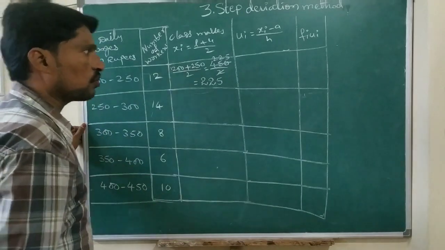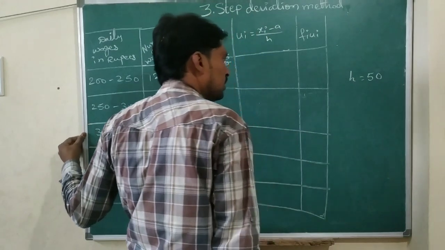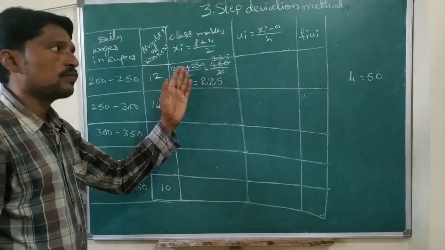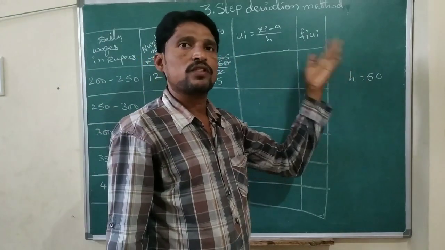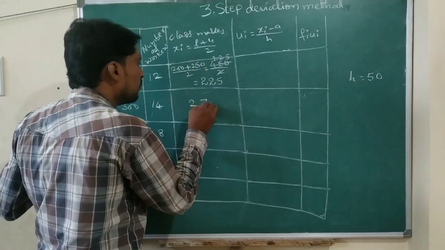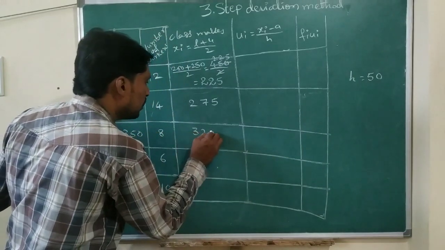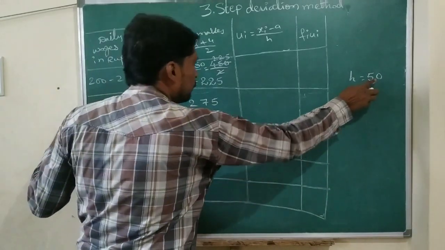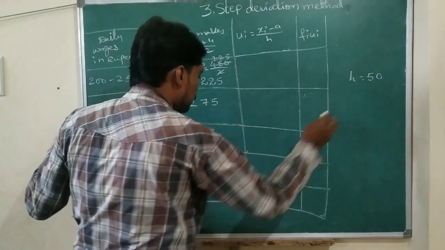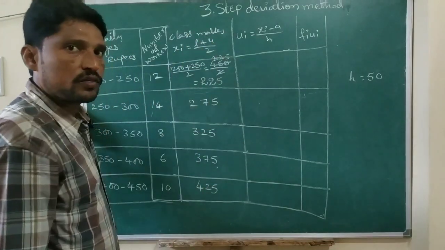Next class interval. We know the h value, which we got as 50. So how do we get the next class mark? To the first class mark we add the height of the class, and we get the next class mark. 225 plus 50, 275. 275 plus 50, 325. 325 plus 50, 375. 375 plus 50, 425. So we got the class marks here.